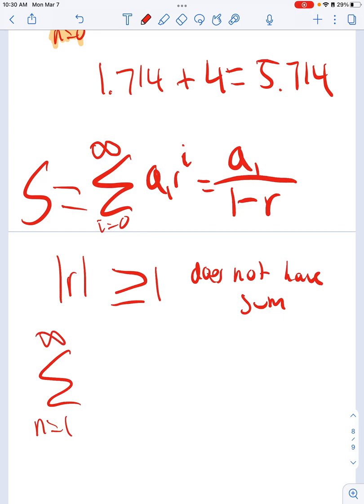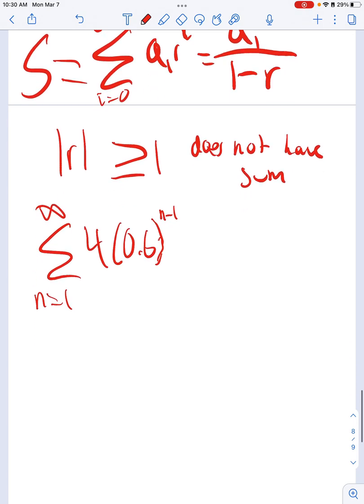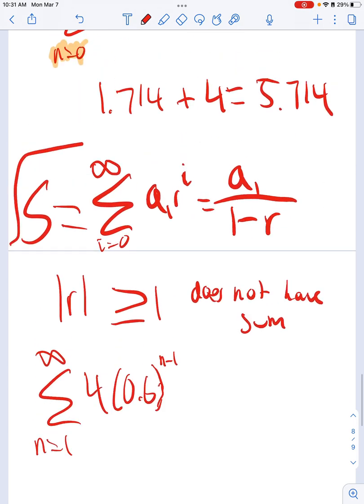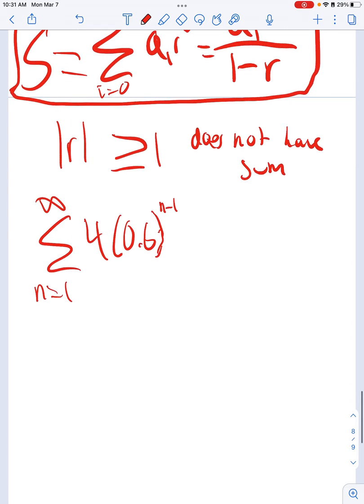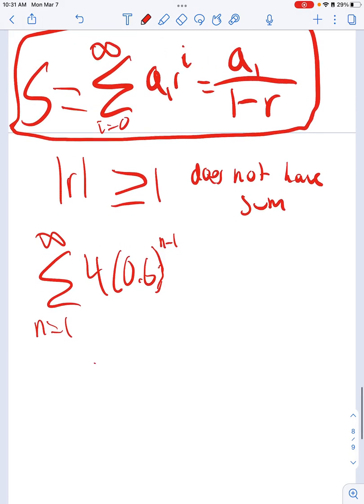So if we take the example, I'm going to take the first term and go all the way to infinity. I'm going to use this equation. Oops, I'm going to say this is n minus 1. Using the equation we just found, we are going to plug in. This is 4 times the first power, the second power, the third power, the fourth power, moving on and on and on.